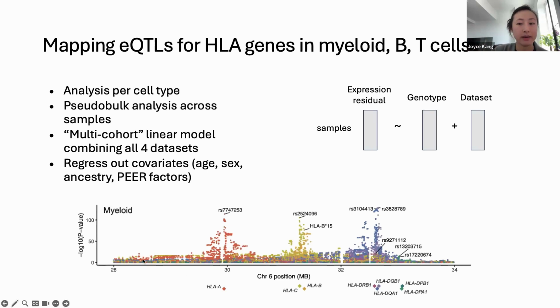Here, it's a Manhattan plot where each dot is a test for each genetic variant on the x-axis for its association with each HLA gene's expression on the y-axis. The y-axis is the significance, and the colors are the different HLA genes. For each HLA gene, I've labeled the lead eQTL variant with the strongest signal.